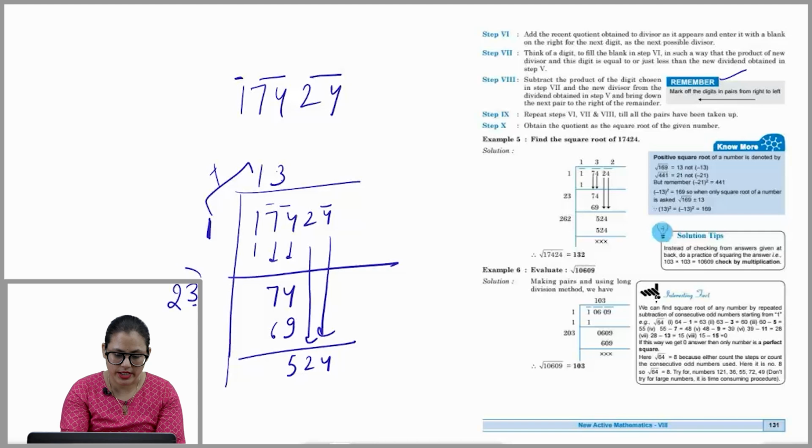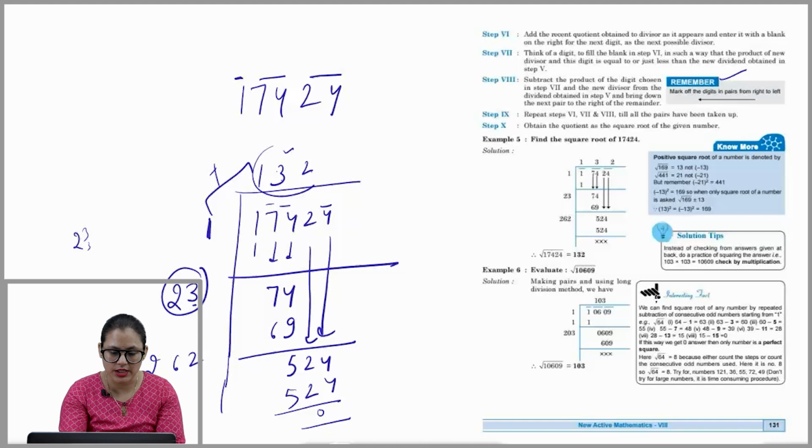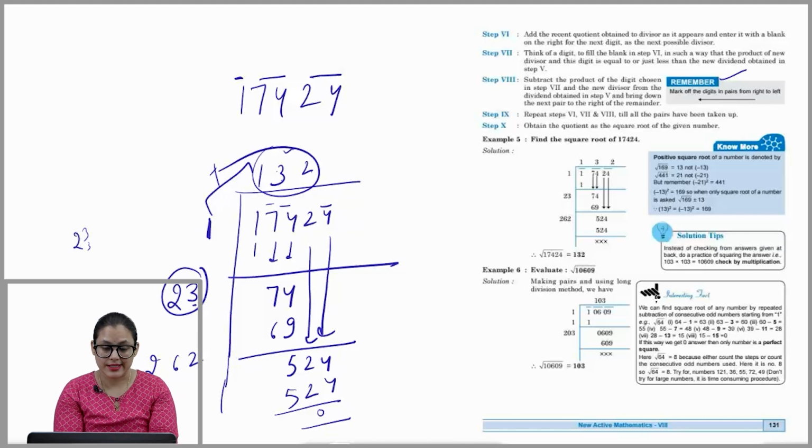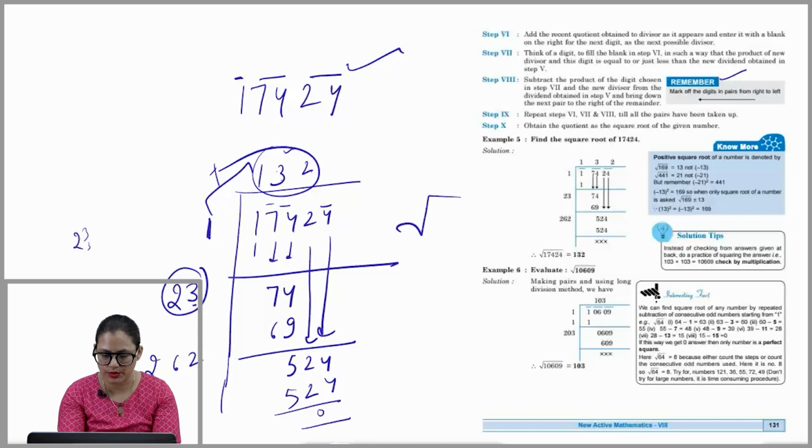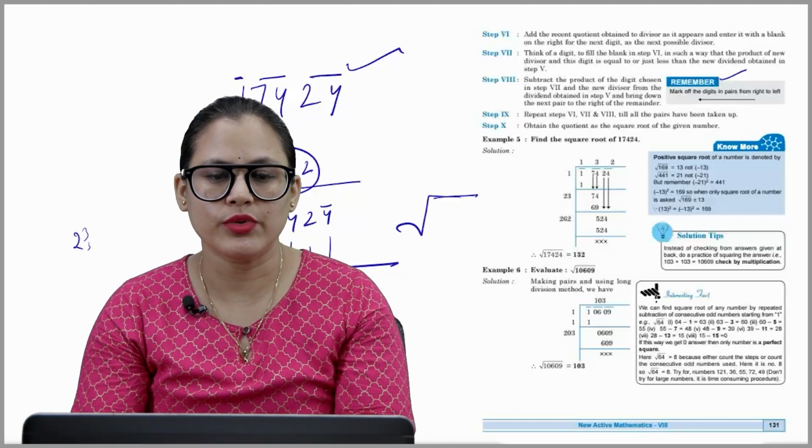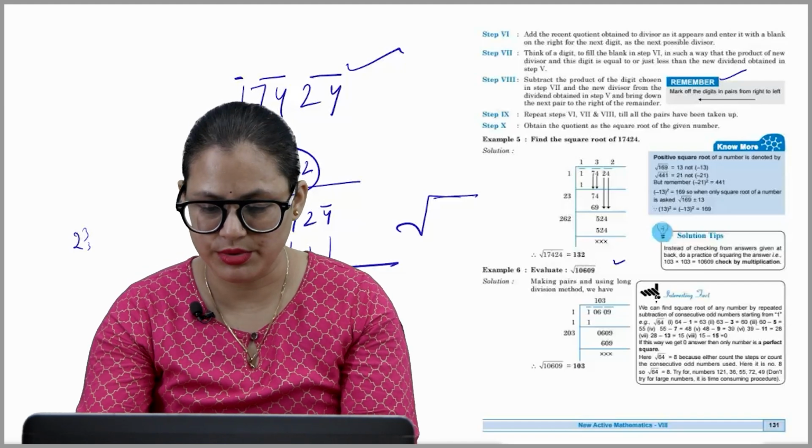Now we will add 3 with 23. 3 plus 23 is 26. Now 2. 2 2s are 4. 2 6s are 12, 1 carry. 2 2s are 4 and 1 is 5. Now 132 is the square root of this number. So we will write the symbol of the square root. Similarly, you will find the square root of this number also.